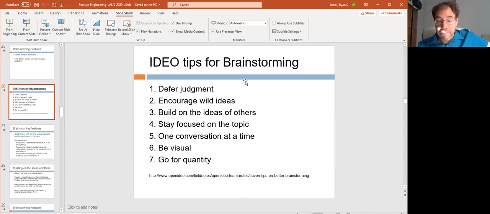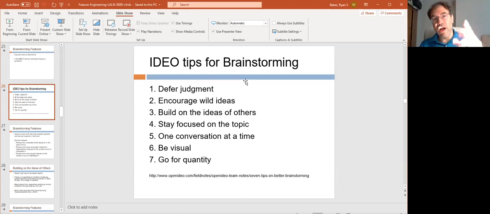Stay focused on the topic. I have to have a rule about that, and those of you who watched the last 15 minutes of me talk know why. One conversation at a time. If you've got some idea that you're just in love with and you want to talk, just take a note and hold off on it, because when you start having 17 conversations among 18 people, you lose the benefit of group brainstorming.